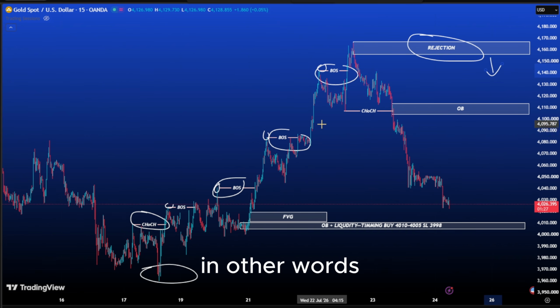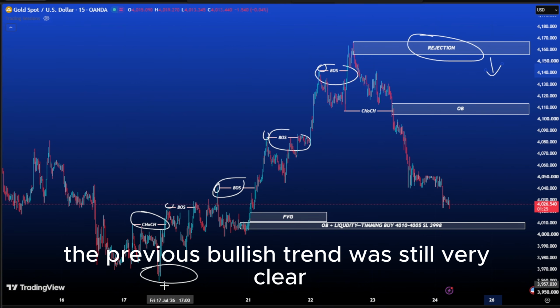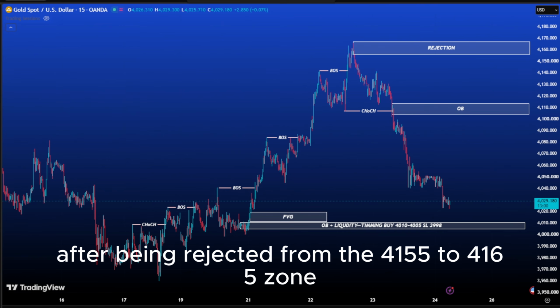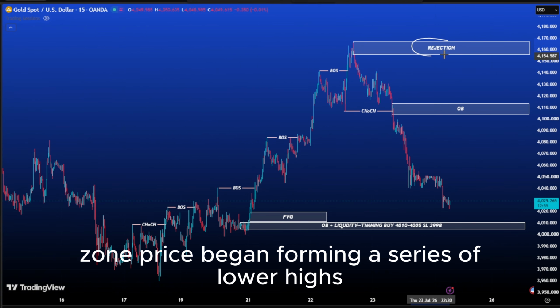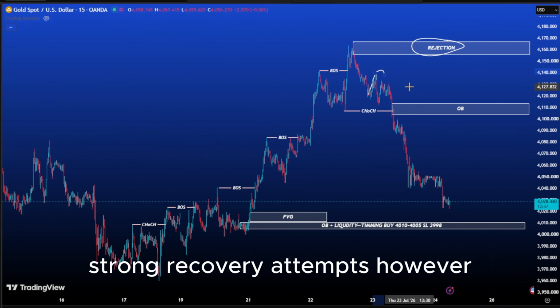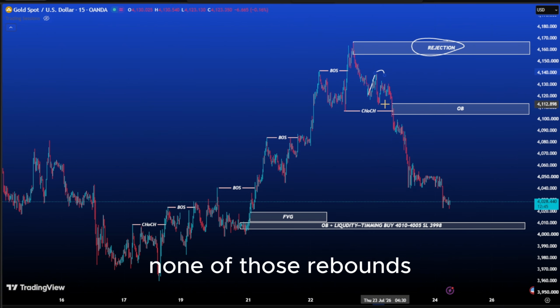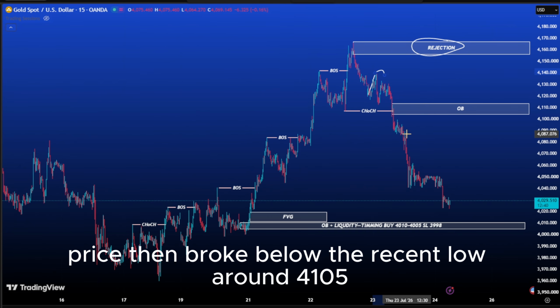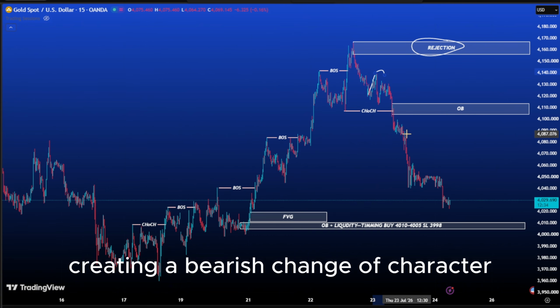In other words, the previous bullish trend was still very clear, but buyers encountered a major supply zone near the top. Guys, after being rejected from the 4,155 to 4,165 zone, price began forming a series of lower highs. Initially, the market still produced some relatively strong recovery attempts. However, none of those rebounds managed to return to the previous high. Price then broke below the recent low around 4,105, creating a bearish change of character.